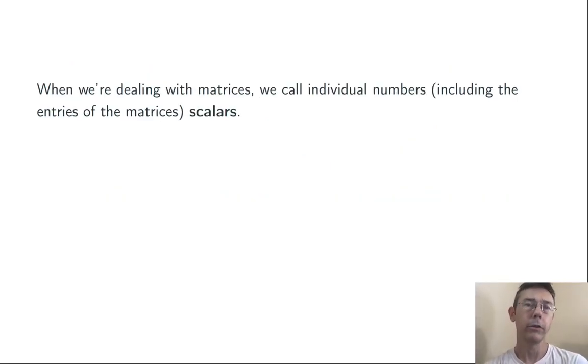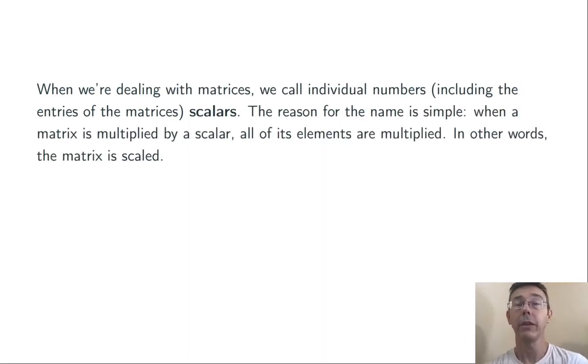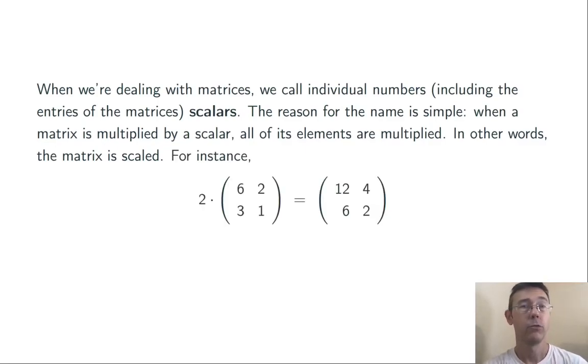When we're dealing with matrices, we call individual numbers scalars to differentiate those objects from the matrices themselves. The most obvious scalars when you're dealing with matrices are actually just the entries in the matrix. The name for the terminology, scalar, is simple. If you multiply a number, a scalar, by a matrix, you're going to multiply that scalar by every entry in the matrix. In other words, you're just scaling the matrix. For instance, 2 times 6231 is 12462. I've multiplied every element of that matrix by 2.